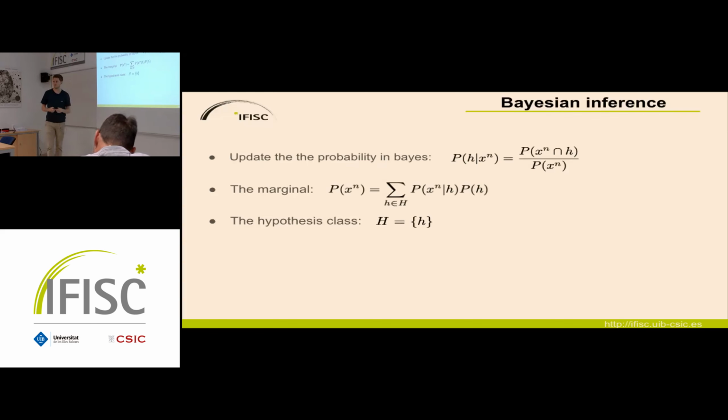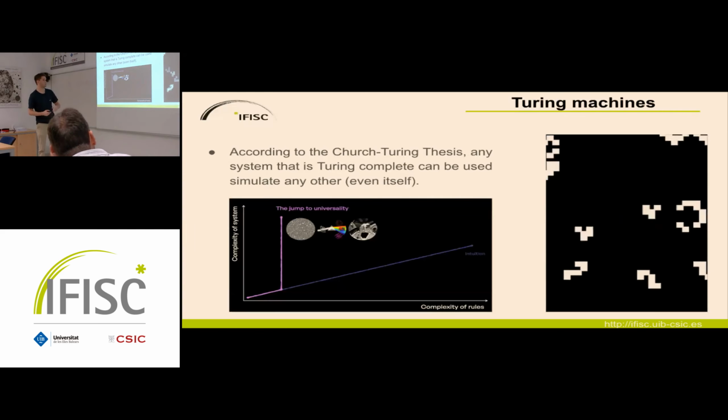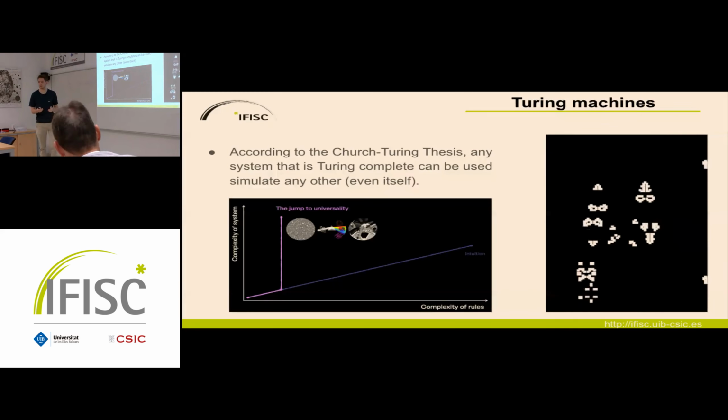First, let me introduce just a Bayesian inference recap. Okay, so it's just a way to update probability of hypotheses. Okay. We are interested usually in the marginal, and the hypothesis class can be just whatever. For algorithmic information, we are considering the hypothesis class of Turing machines. Turing machines are a very general thing.